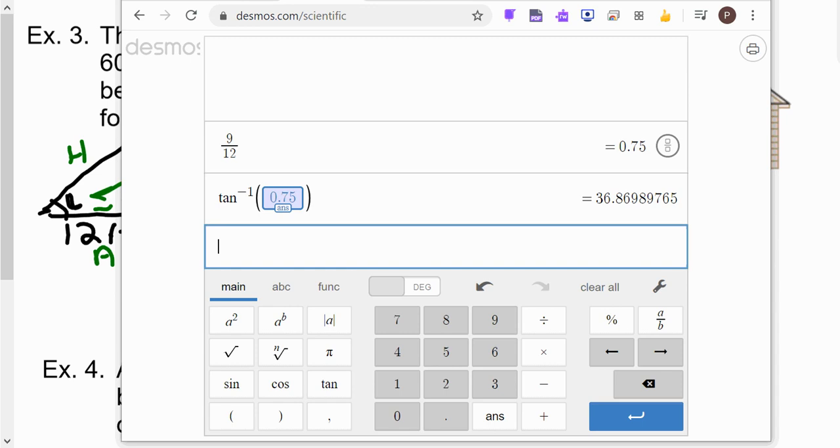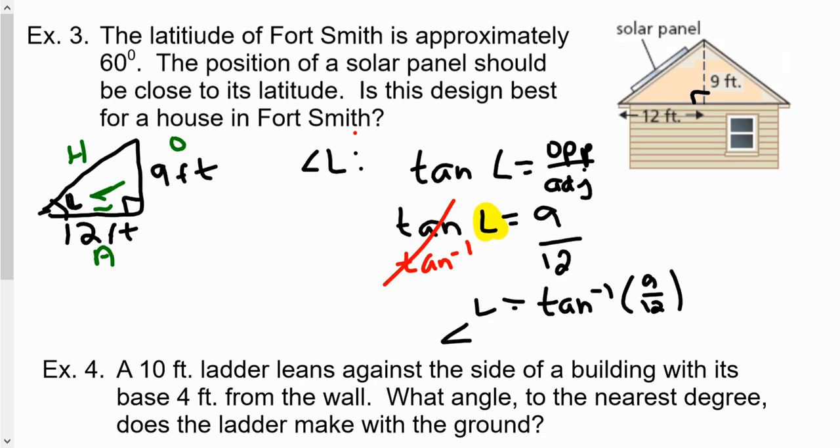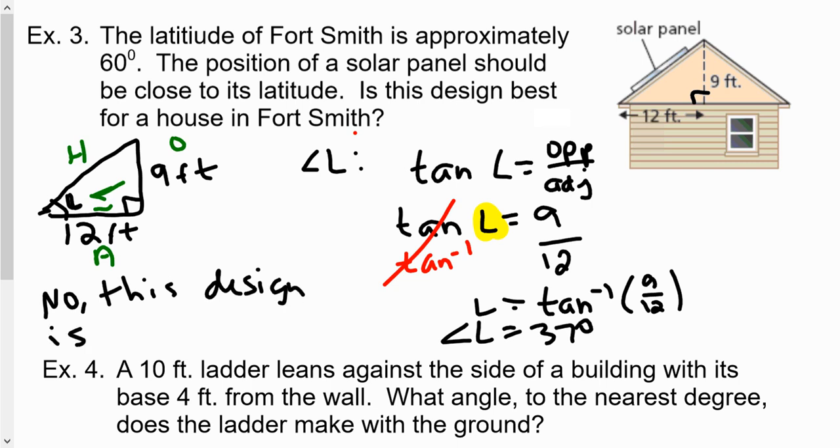So let me find out from our calculator that this angle is actually 36.8, or if we round to the nearest degree, angle L is 37 degrees. And we're looking for 60 degrees. So clearly, we could say no, this design is not best. Because our angle is much less than 60 degrees. We're not getting quite the right amount of sunshine if we place our solar panel at this angle for Fort Smith.